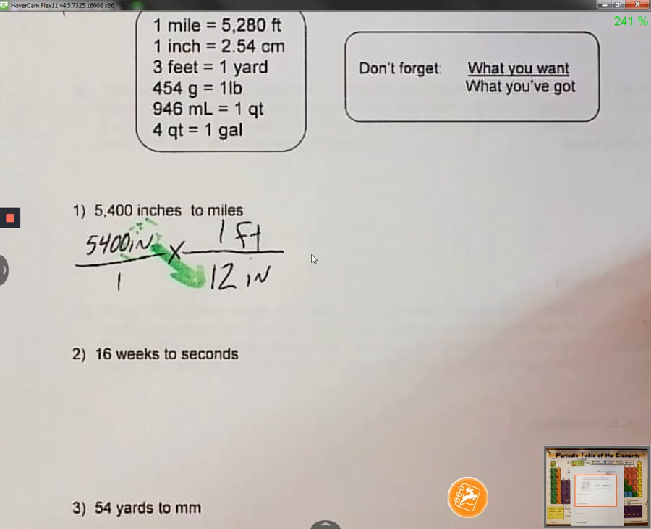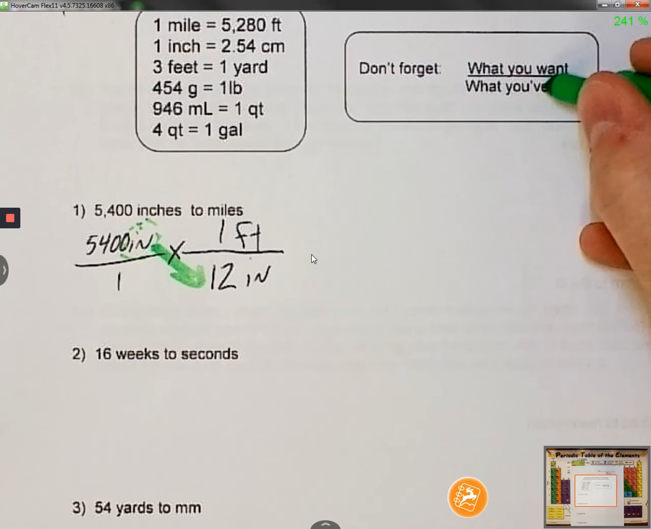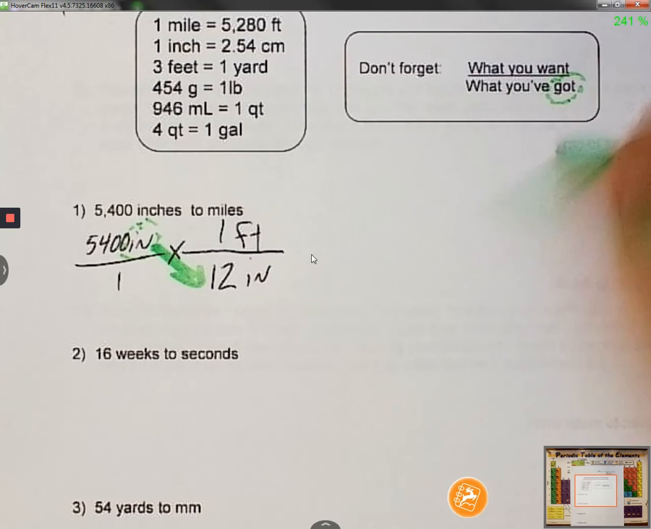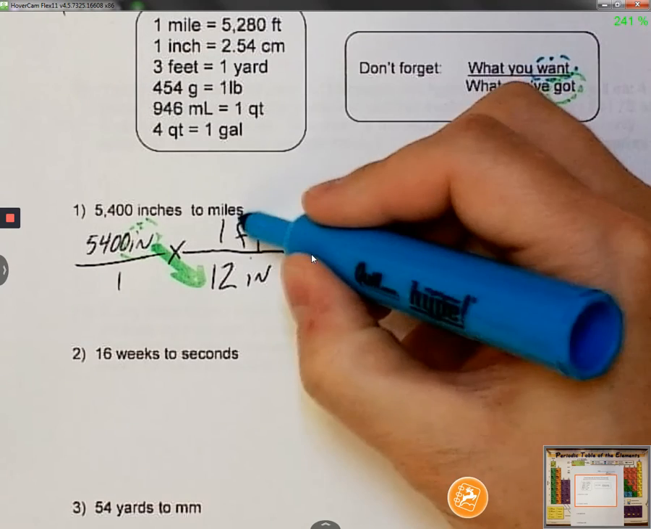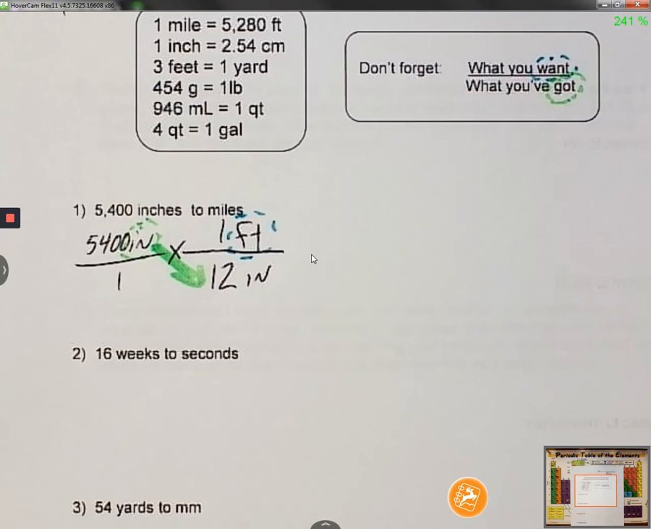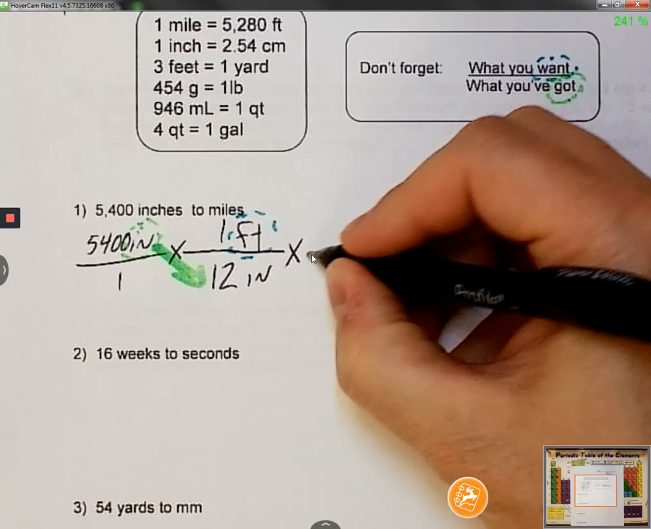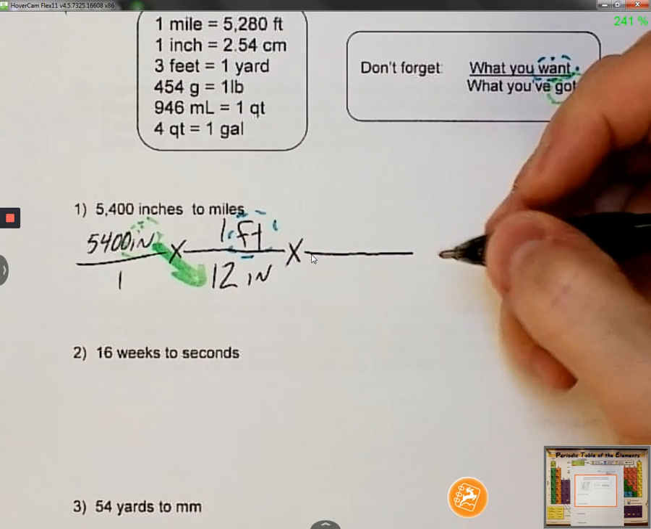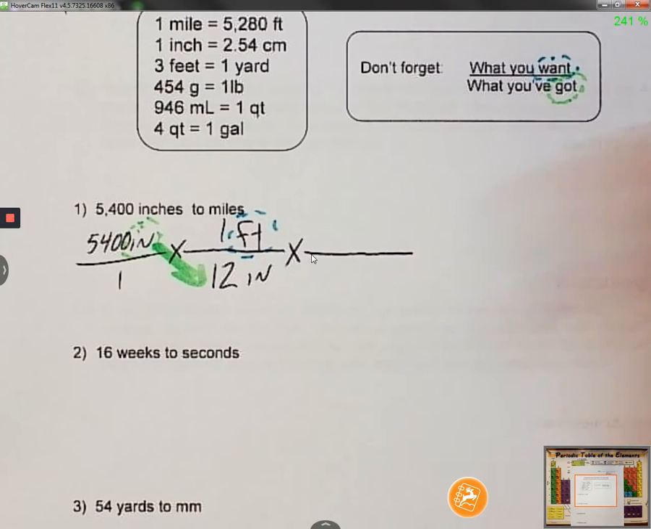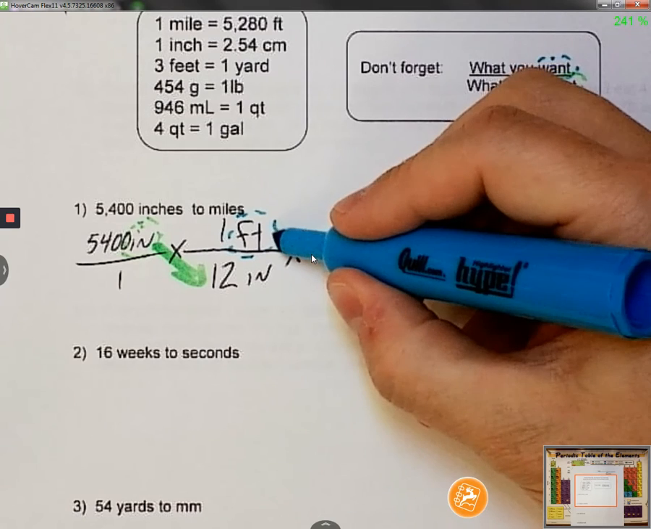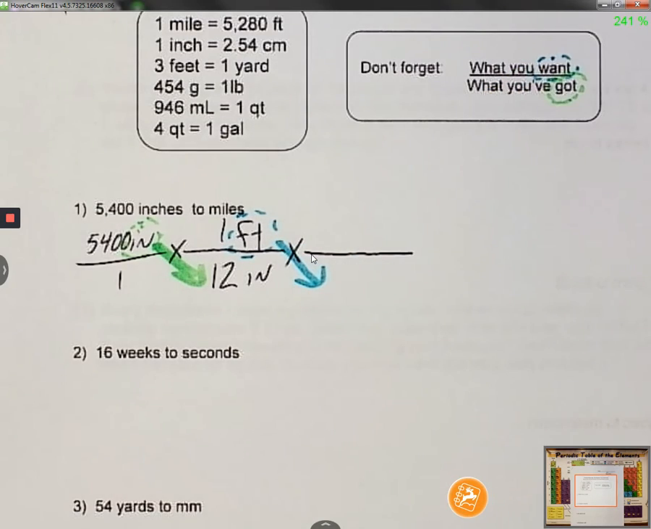Now, if you come up here, it says don't forget, you put what you want over what you've got. What I had was inches, and it went to the bottom on this step. Now, what I want to get goes on the top. But wait, I don't want to get feet. I want to get miles, right? So since I'm not where I want to get yet, I'm just going to lay down another multiplication sign, draw myself another fraction line. This time, since feet are on top, they're going to go down to the bottom in the next step.